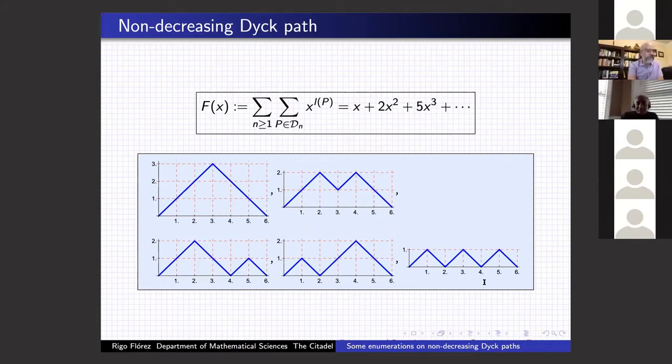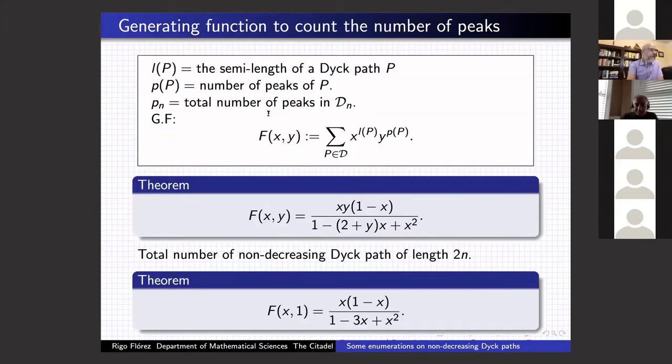What we want to prove is just the total number of peaks, not how many non-decreasing deep paths. So let's construct the generating function for the total number of peaks. We need an extra parameter, and we say this is the number of peaks, and we need a variable to track the number of the peaks in the path, and we put this. And now this is what we are going to use to count the total number of peaks. And this is the generating function.